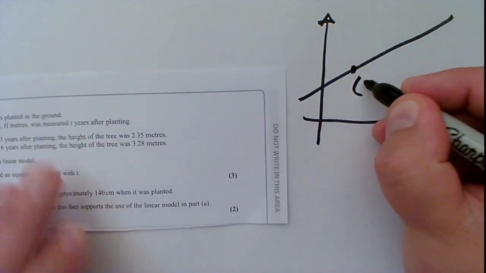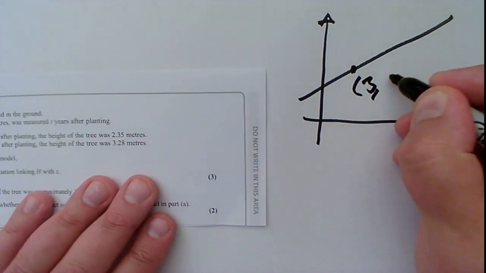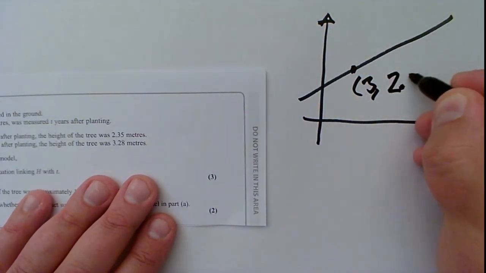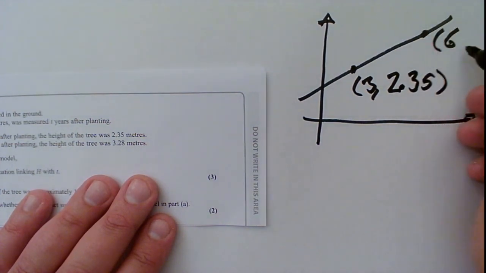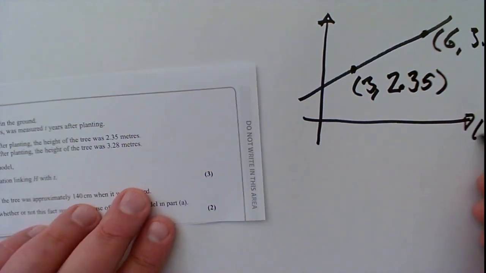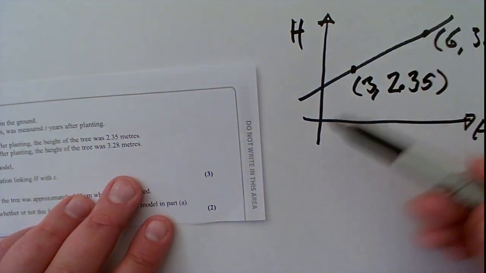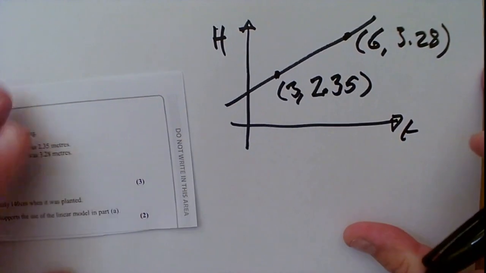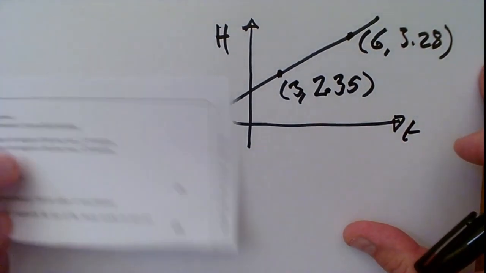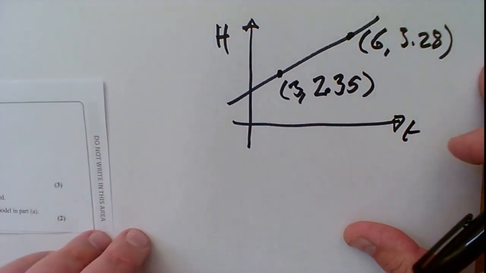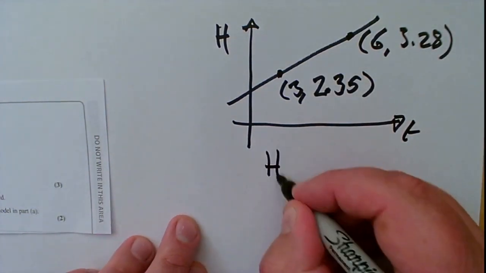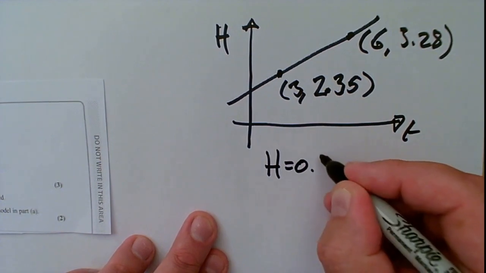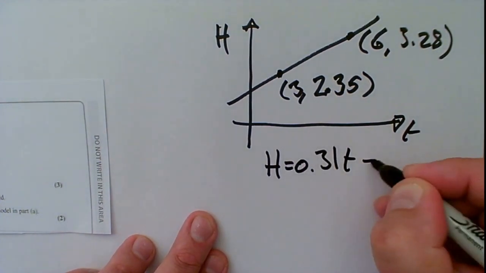So this is the height of a tree, so 3 and 2.35 was one of the points, and the other point was 6 and 3.28. So that could be really useful for you to have a bit of a sketch of it. In actual fact, this whole question reduces to, can you work out the equation of this line? Certainly not going to go through how you calculate that here, other than tell you what it should be.